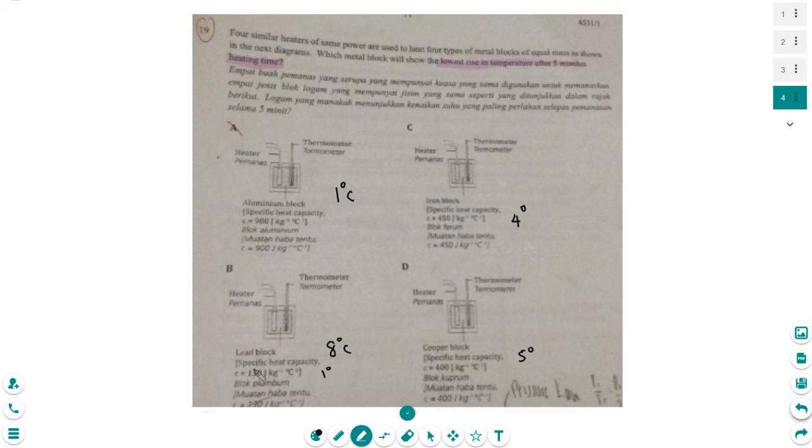The amount of energy given is the same, but each one absorbs differently. This guy only needs to absorb 130 joules before it is raised by 1 degree. This guy has to absorb 900 joules before it is raised by 1 degree. So for sure this guy, the aluminium, will be slow to raise its temperature. Right, so the answer is A.